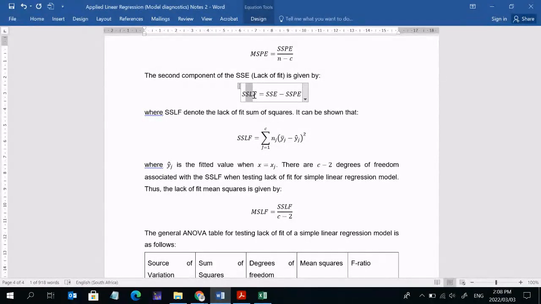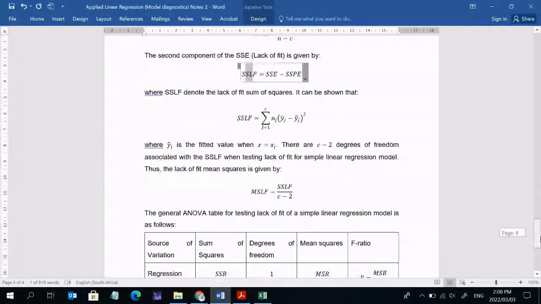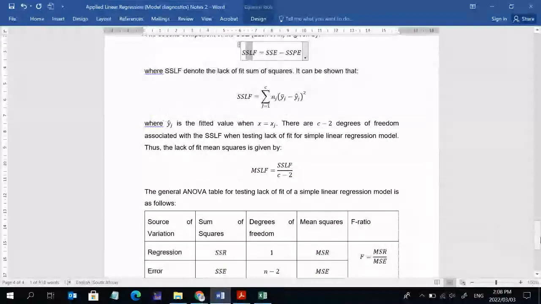Yes, sir. Thank you. Sir, repeat what you were saying about the lack of fit. How do we get the lack of fit, sir?